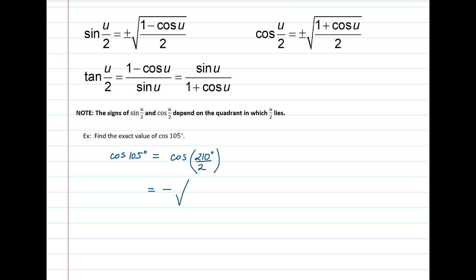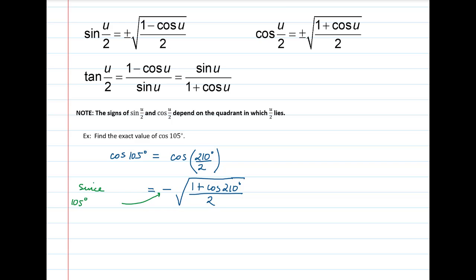Cosine is negative in the second quadrant, so that's what's going to determine the sign here for our identity. So it'll be negative the square root of 1 plus cosine of u, which is 210 degrees, and all of that divided by 2. Notice the purpose of setting it up this way, so that u is on the unit circle, and then we're able to do it with exact values.